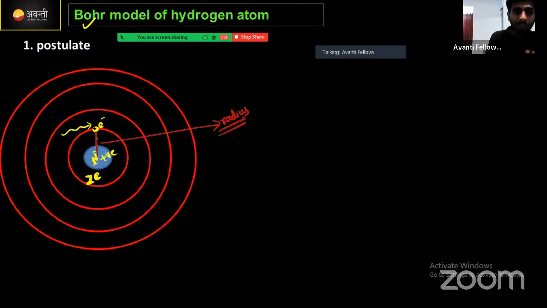He also told one more point: if you give some amount of energy to an electron, it will jump from energy level 1 to energy level 2. If it jumps from energy 1 to 2, it emits the radiation, or if it jumps from energy level 2 to energy level 1, it will emit the radiation. Correct? That is also explained. And he told one more point: each orbit has its own fixed energy.